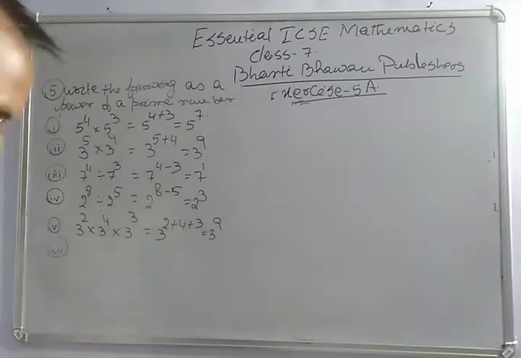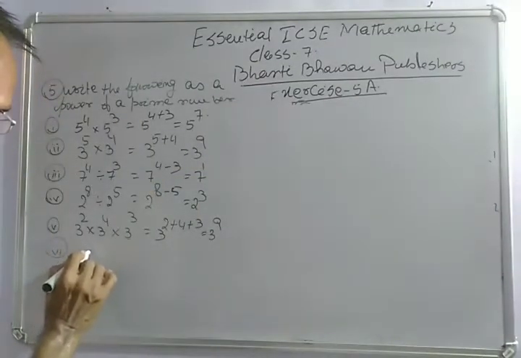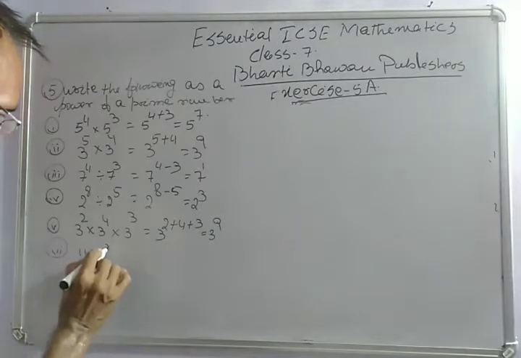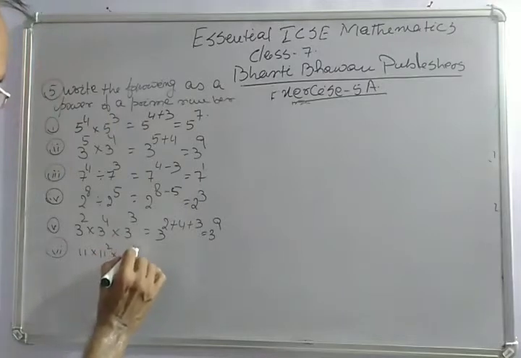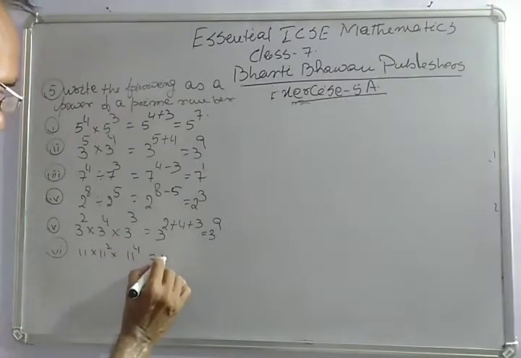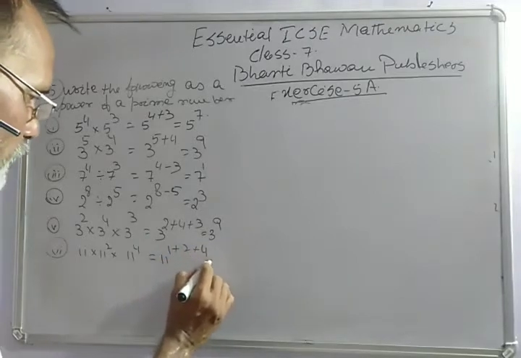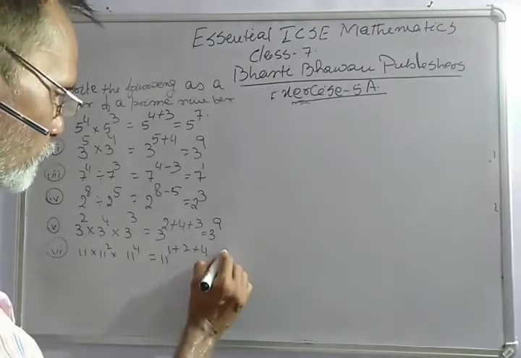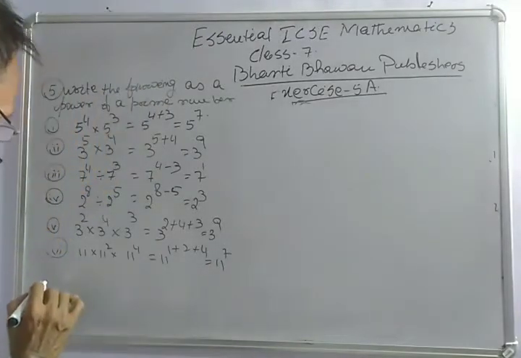11 to the power 1 into 11 to the power 2 into 11 to the power 4. So this is equal to 11 to the power 1 plus 2 plus 4. So this is equal to 11 to the power 7. And then, minus 2 to the power 3.